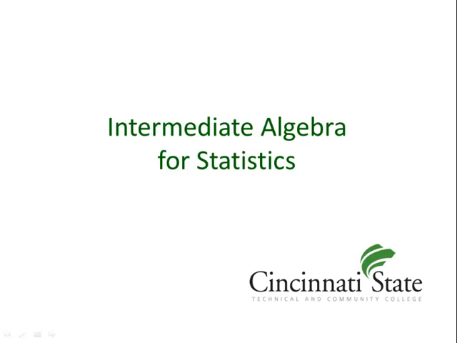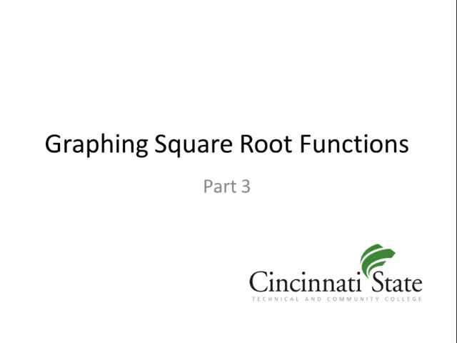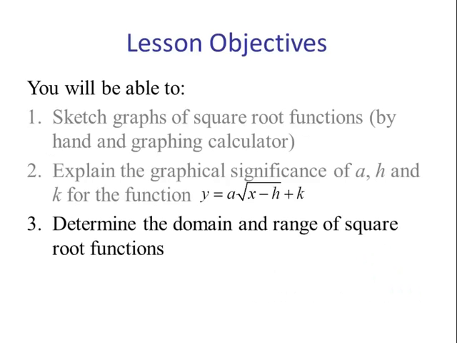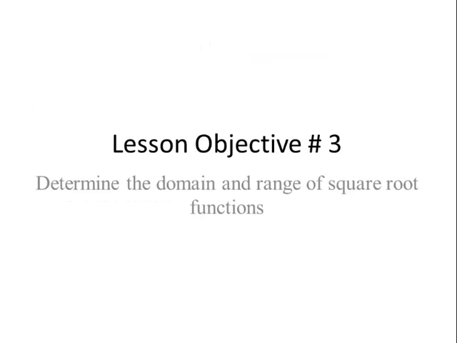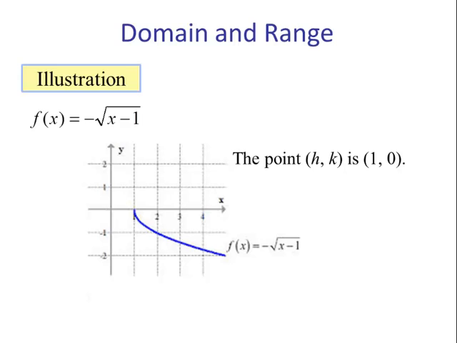Intermediate Algebra for Statistics, Graphing Square Root Functions, Part 3. Lesson Objective: Determine the domain and range of square root functions. Illustration: Consider f of x equals negative square root of x minus 1.